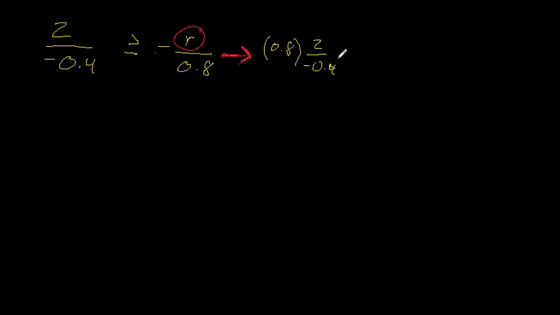And let's fix that 4. That's an ugly 4. There we go. And that is greater than or equal to negative r over 0.8 times 0.8. Once you get to this point, you start to notice that some things cancel out. We find some common factors in other areas. So obviously, these guys are going to cancel out, and 0.8 and 0.4 have a factor of 4.